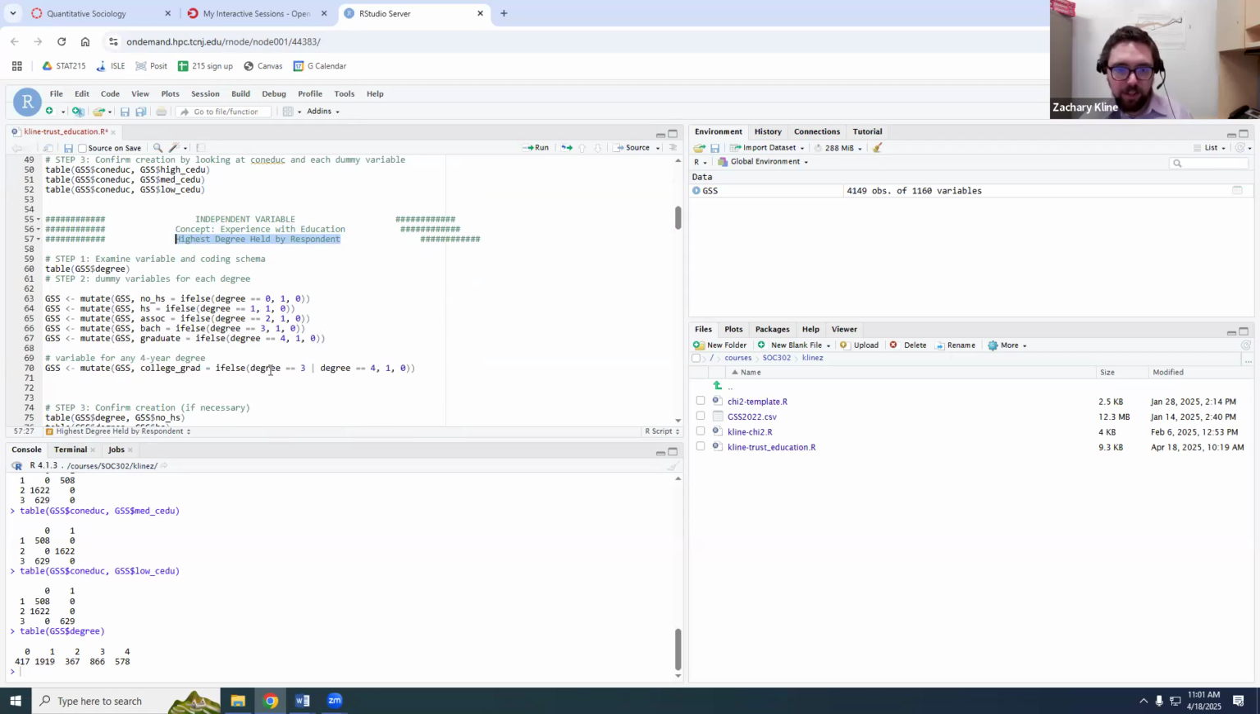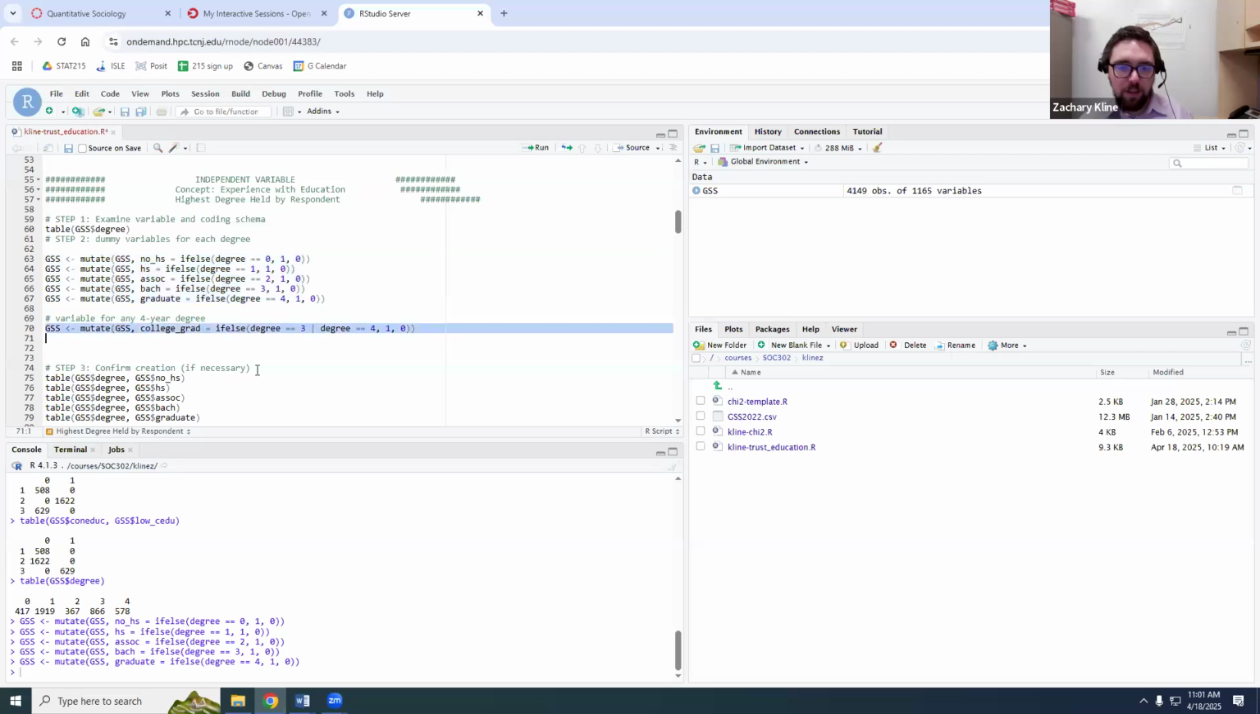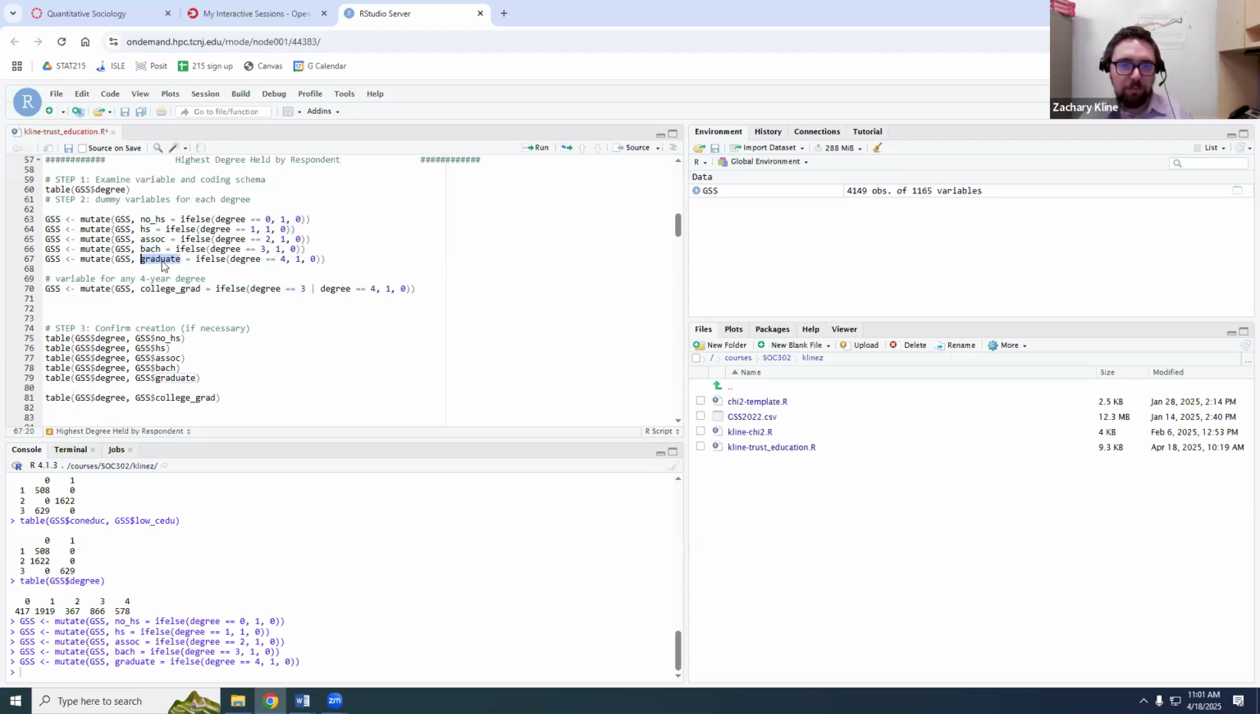And we did the same thing. We're going to create some dummy variables. I also create a variable for less than high school degree, an associate's degree, a bachelor's degree, and a graduate degree. I'm also going to create another variable here for a 4-year degree or a college graduate, which we're going to call that for anyone that has either a bachelor's degree or a graduate degree.